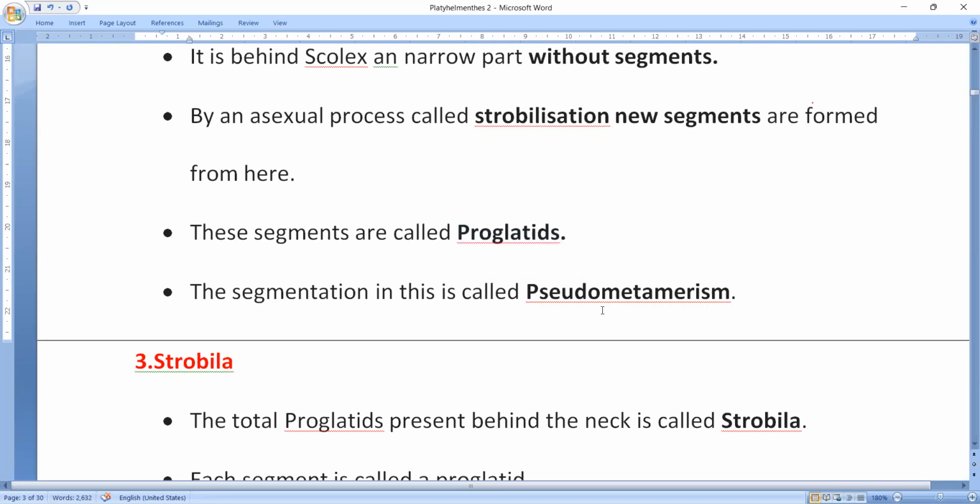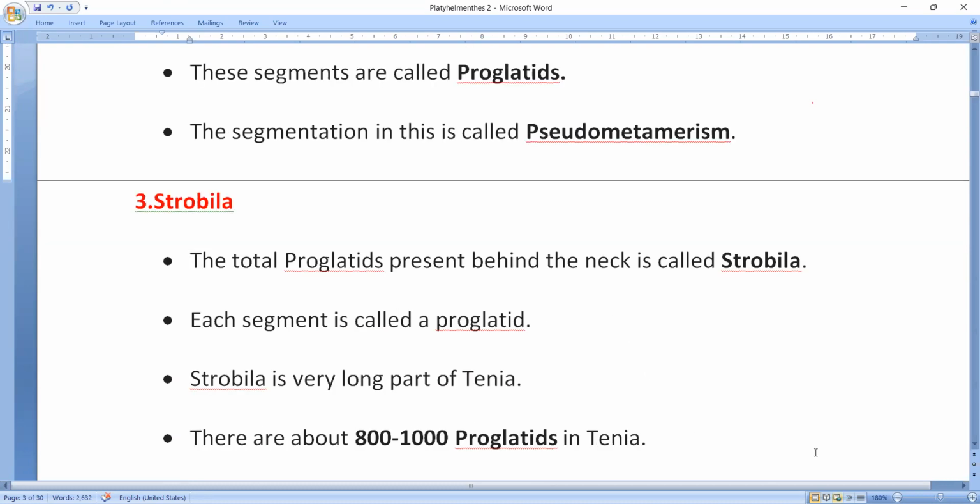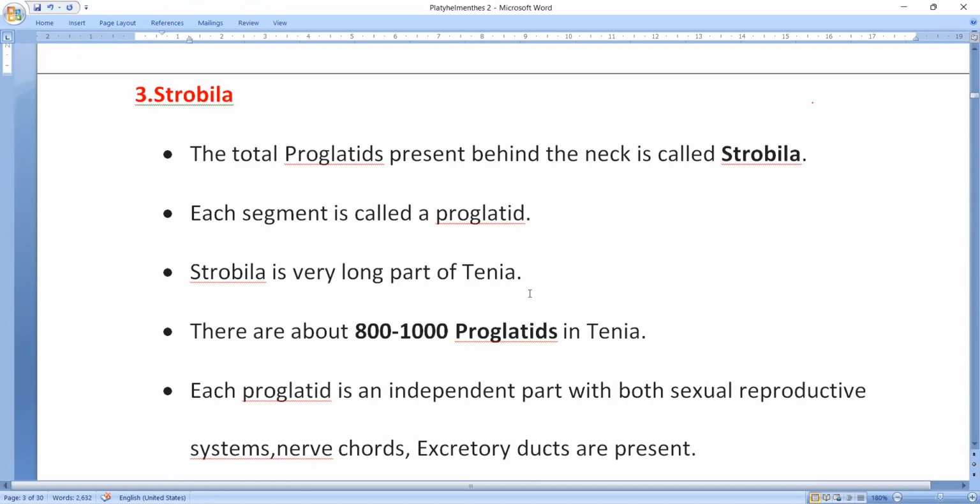The segmentation in Taenia Solium is not true segmentation, that is pseudo segmentation. So it is called pseudo metamerism, because all the segments are not homogeneous, they are different.